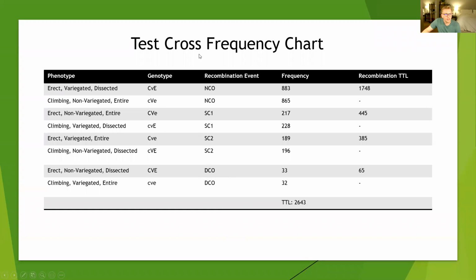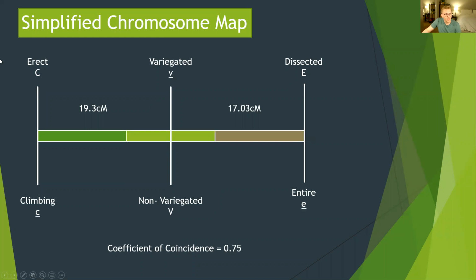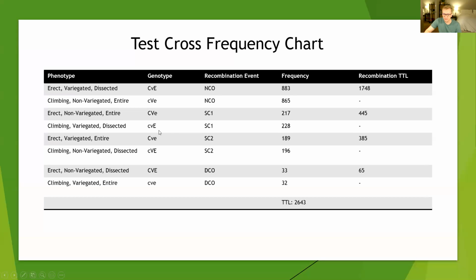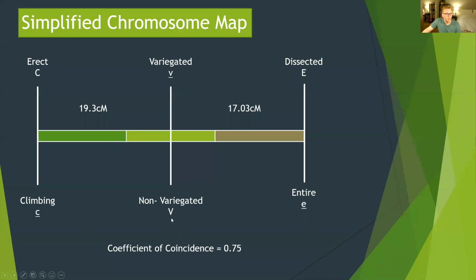Now, if we look at our possibilities here, we see all sorts of combinations that add up to 8. And the way we get that is we're looking at erect, non-variegated, entire. That's a crossover event in region 1. And if we go to our second one here, we might look at climbing, non-variegated, entire. That is a no crossover event. So we have climbing, non-variegated, and entire here.